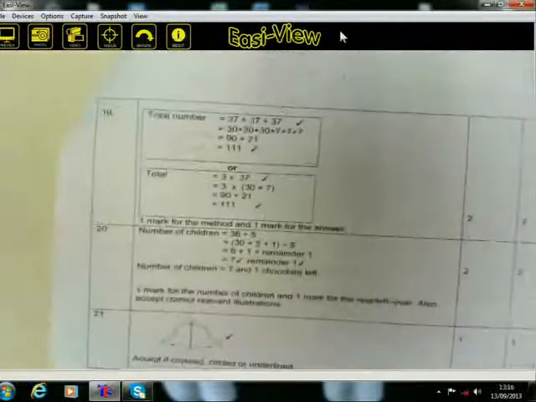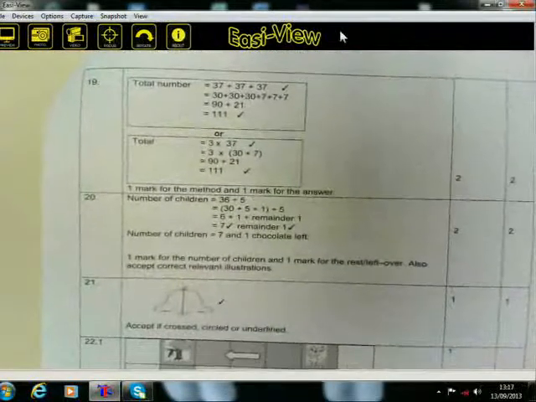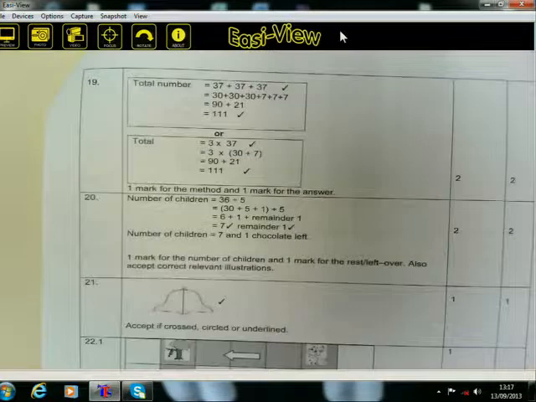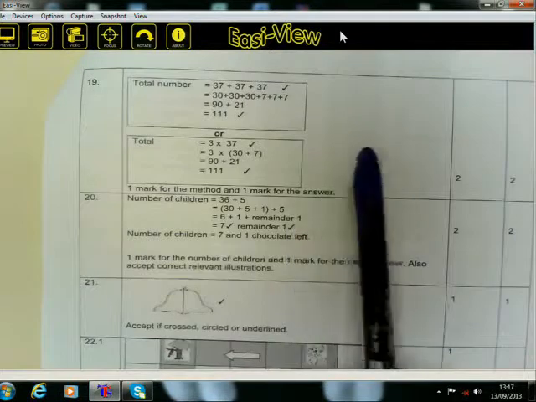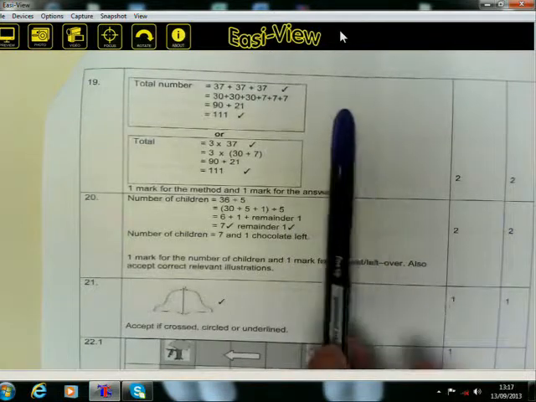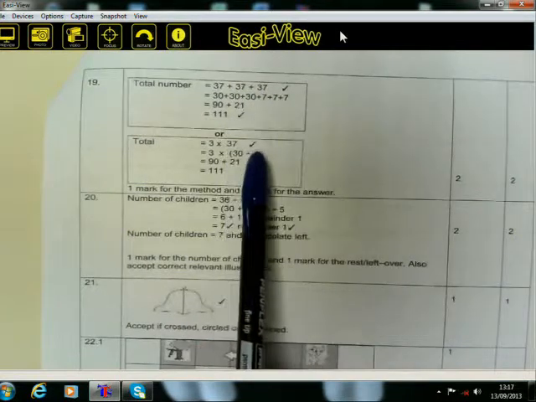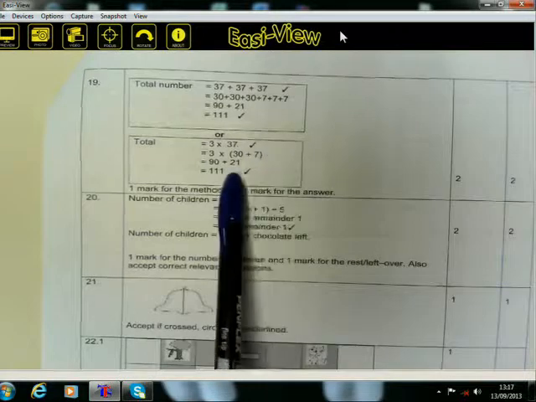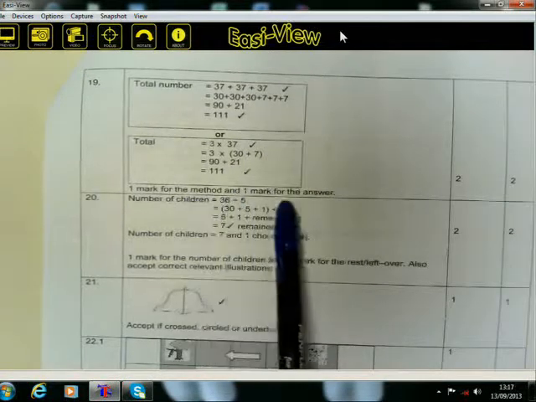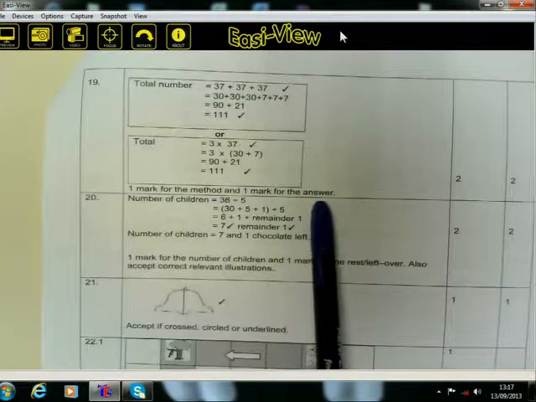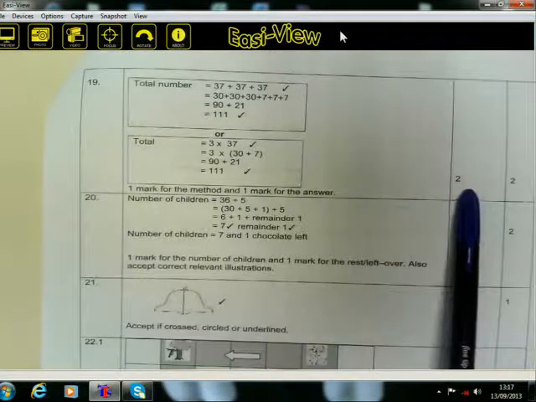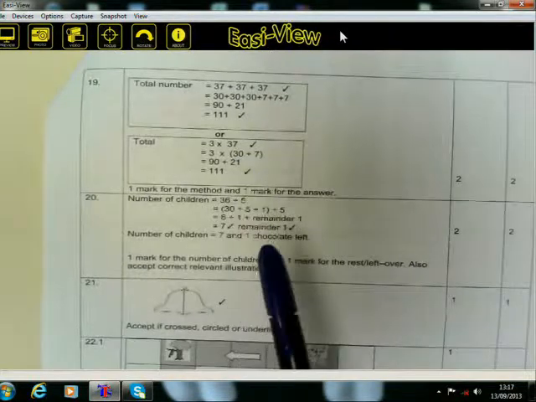Let's go to question 19. John, Jim and Joan each have 37 lollipops. How many lollipops do they have altogether? It's a sum that they can work out in 2 ways, with the method and the answer. 1 mark for the method and 1 mark for the answer. That's very important that you remember that, and we will have a mark allocation of 2 there. 1 for the method, 1 for the answer.